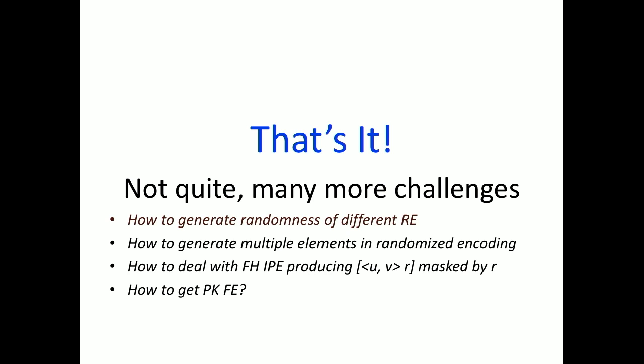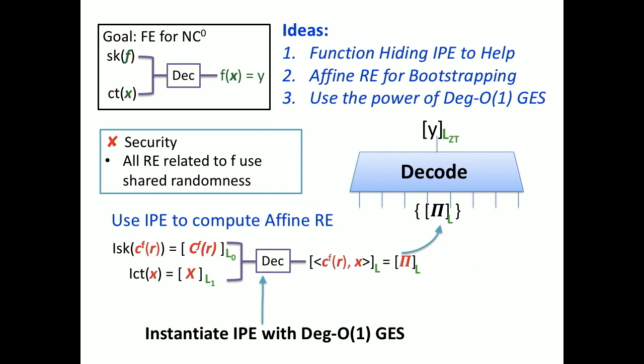All right, I don't have time to go over all of them, and I will just tell you the most difficult one, okay? How to generate randomness. All right. It turns out that this simplistic security intuition, which is a right intuition, does not really work.